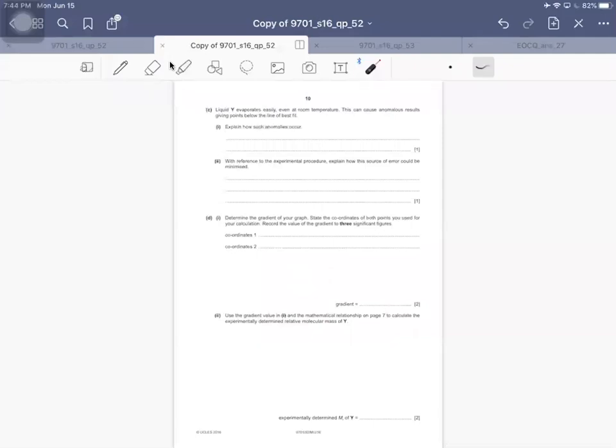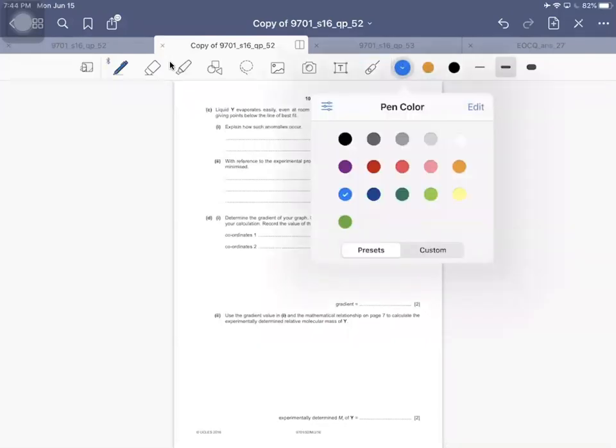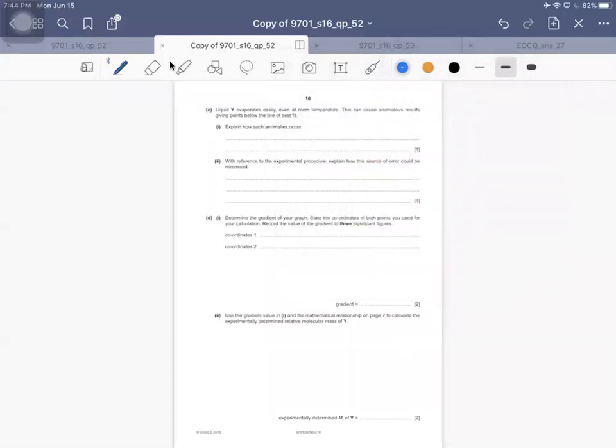So explain how such anomalies occur when you have points lower than expected. There are three reasons that they give. The first one is that Y evaporates from the syringe. Even before you inject the syringe into the hot box, the Y naturally evaporates because it's volatile. Then I'll talk about the second one. There are 3 points, but I'll talk about question 1 and question 2 because they are related. With reference to the experiment procedure, explain how the source of error could be minimized.